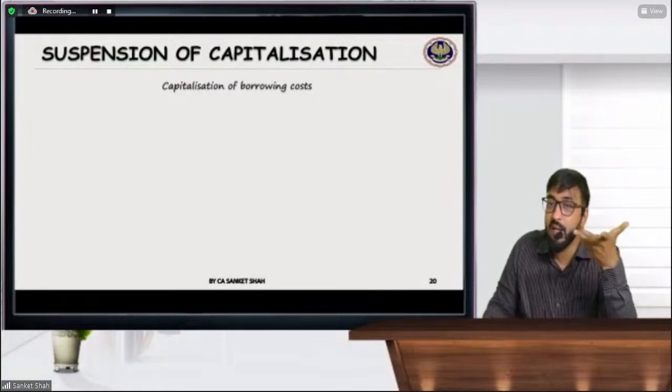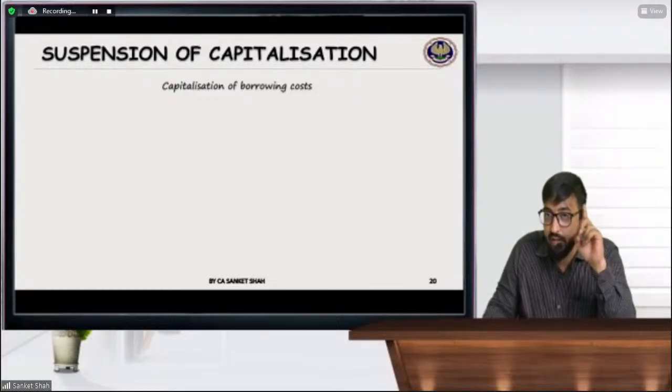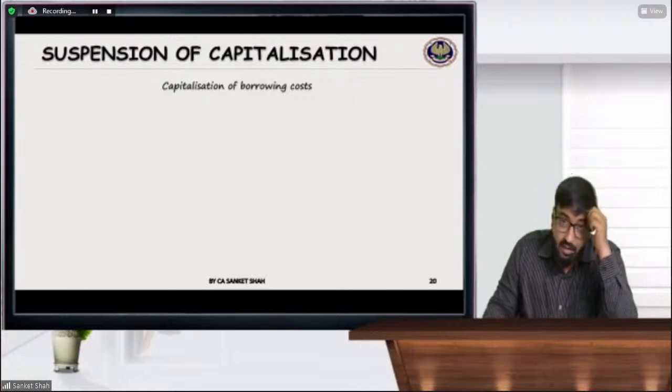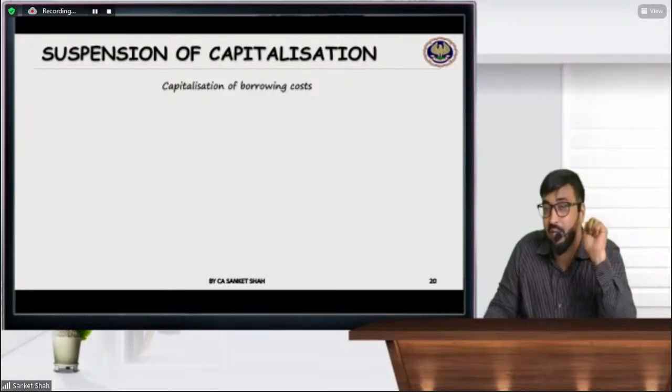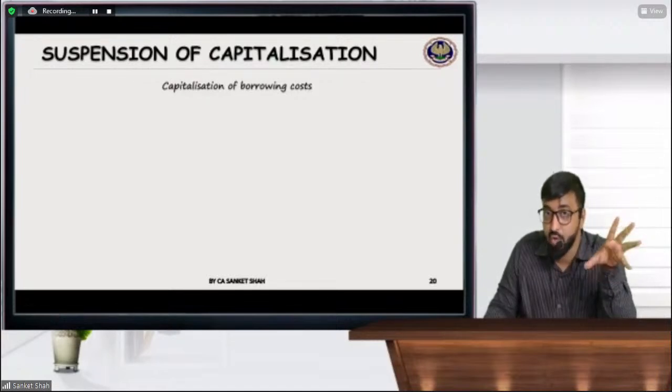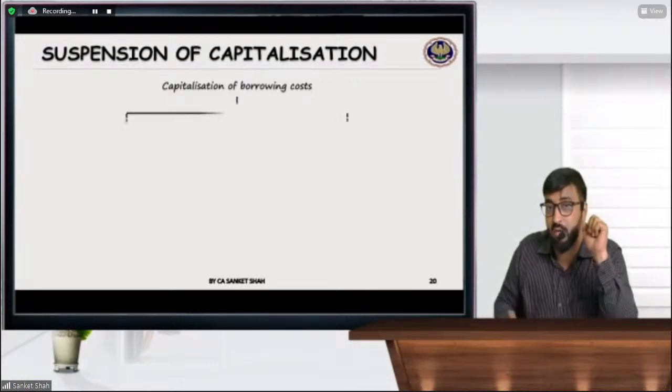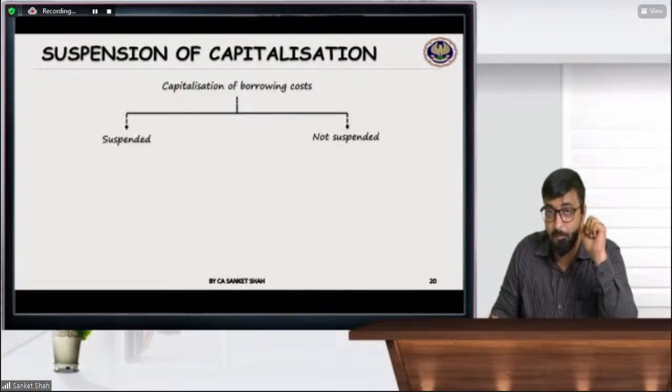So when there is a temporary delay, but beta, your loan meter is going on, the interest meter is still running. So your loan is there and you have to pay interest also. That is not going to stop, though your activity is stopped. So the interest in this period, when you suspended your activity, has to be transferred to profit and loss account. It is not capitalized, since your asset is not ready. So you will debit your interest not to asset account, but to profit and loss account. So capitalization is suspended.